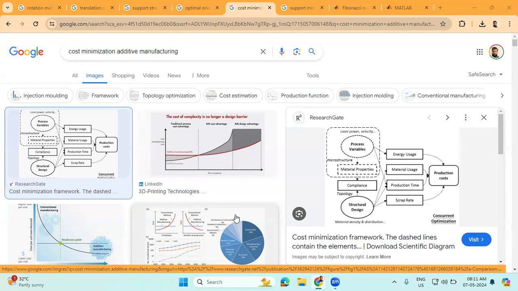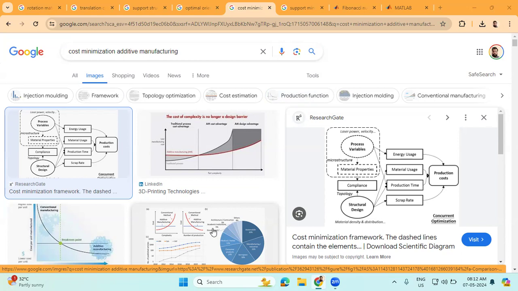So our aim is to minimize the cost. Once again, the total cost involved in an additive manufacturing process is the pre-processing cost plus building cost plus material cost plus post-processing cost. Our aim is to minimize the cost. This technique is called a cost minimization model.